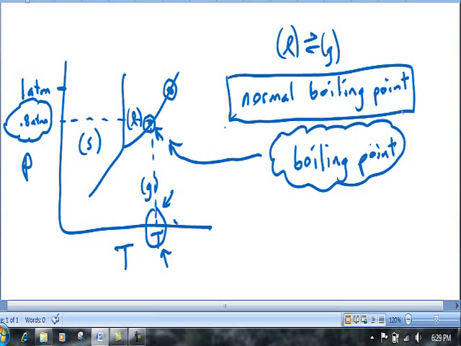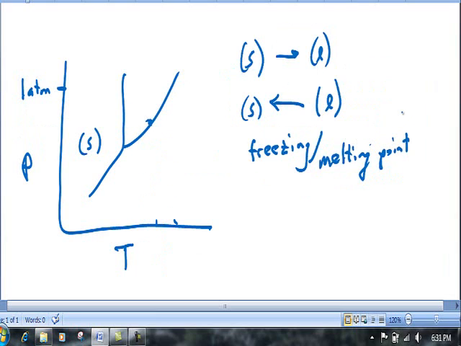The same would be true for a phase change, say solid to liquid, which is the freezing and melting point. That would take place over here between our solid and liquid phases. This point, because it's not at 1 atmosphere pressure, would be considered just any old freezing and melting point, whereas if we go specifically at 1 atmosphere pressure, the temperature we'd have for that specific freezing or melting point would be known as the normal freezing and melting point.